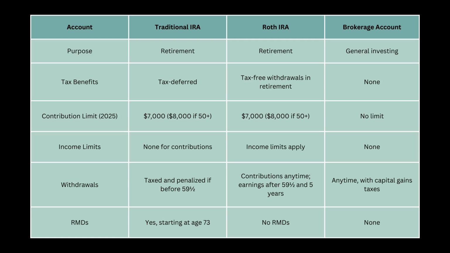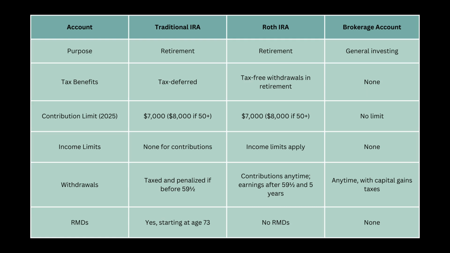Contribution limits. Both IRA and Roth IRA have contribution limits of $7,000 yearly, or $8,000 if you are age 50 or older. Brokerage accounts have no limits. Income limits. Traditional IRA have no income limits while Roth IRA does. This means that if you earn an X amount of money per year, you cannot open a Roth IRA. Brokerage accounts have no income limits.